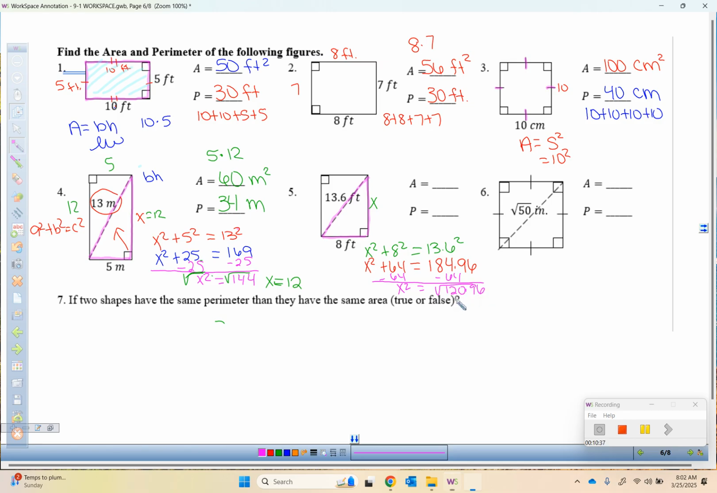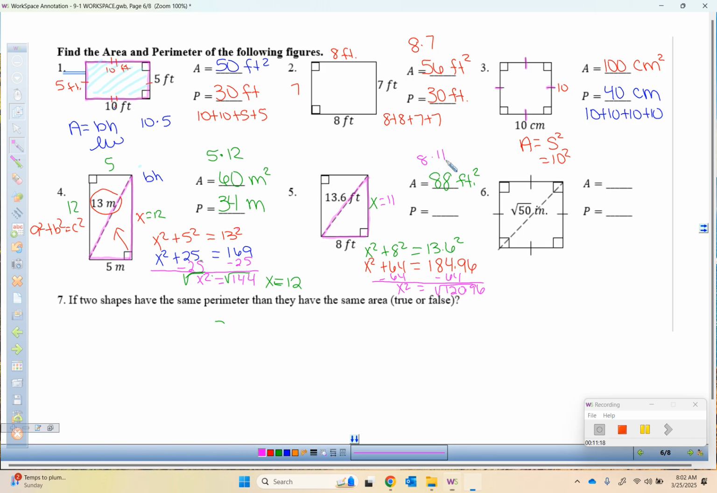Okay, so now you need to square root that 120.96. And I think you get something like 87.9 or something. So I'm going to round that up to 88. All right, so now my x equals, what was x? The square root of 120.96? That's if you took the 8 times 11. Okay, so x should equal 11.